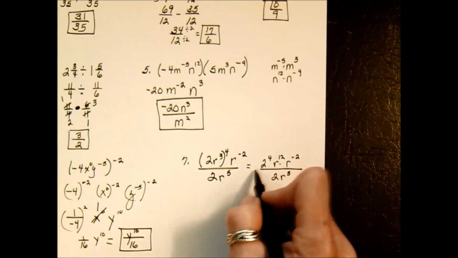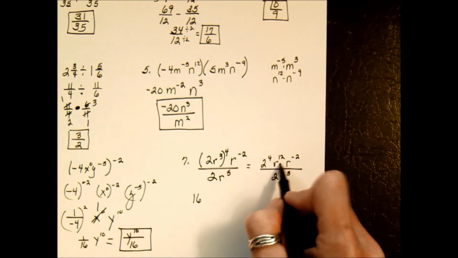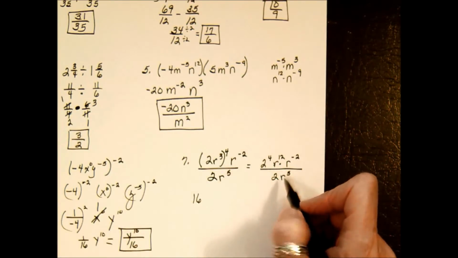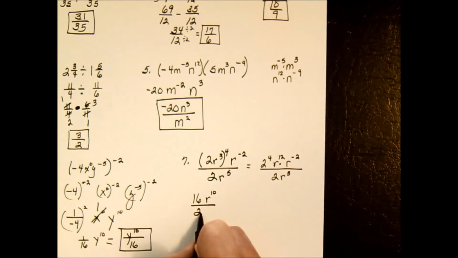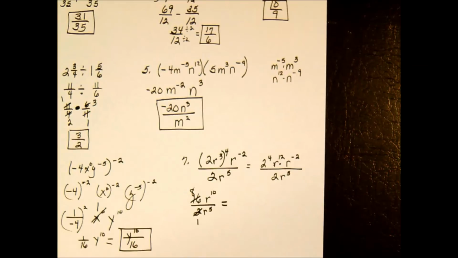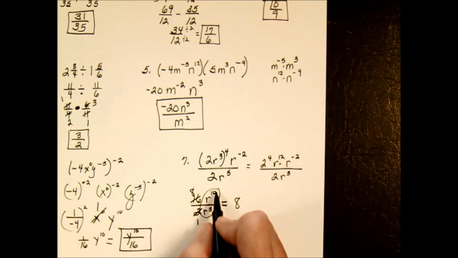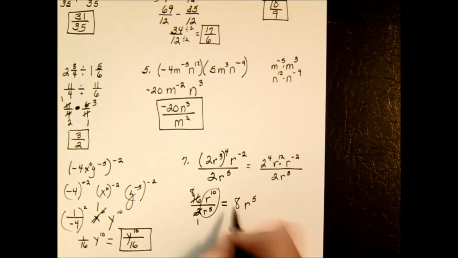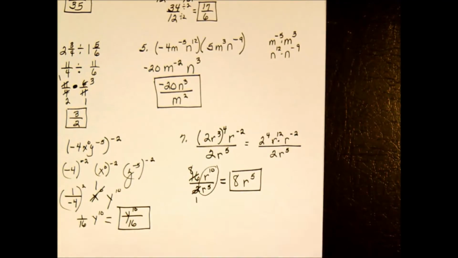So continuing to simplify, 2 to the 4th is 16. r to the 12th times r to the negative 2, that's the product rule, so I add my exponents and get r to the 10th over 2r to the 5th. And now all I need to do is simplify. 2 goes into 2 once, and it goes into 16 8 times. To simplify the r's, I subtract, because it's the quotient rule, 10 minus 5. So it's 8r to the 5th. There were a lot of exponent rules going on there.